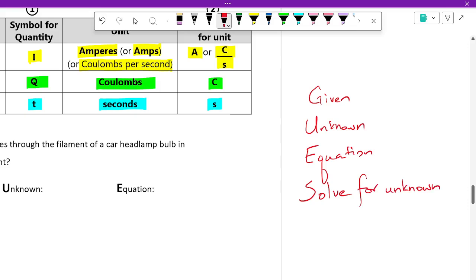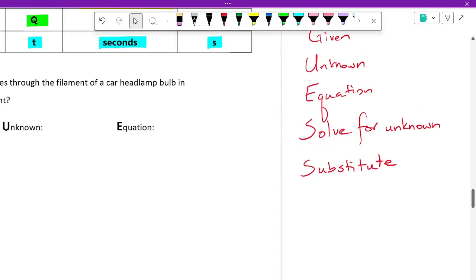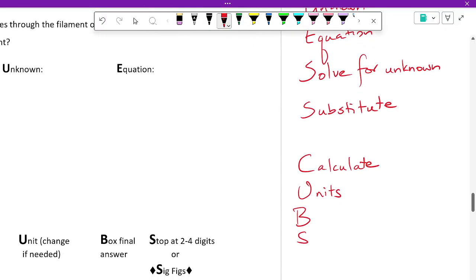Solve for the unknown. And then our second S, substitute. What comes after guess? Cubs. C-U-B-S. What does C stand for? Calculate. And that means you're probably either going to do that calculation in your head or grab a calculator. Yes? Depending on how hard it is. What does U stand for? Units. Make sure your answer has units. Make sure your answer is in a box.